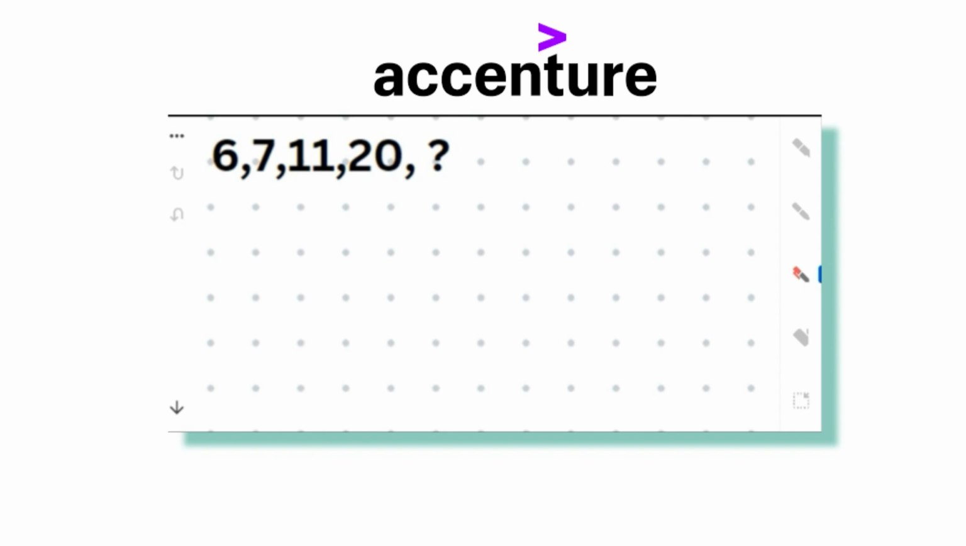So let's see what pattern this follows. So 6, 7, 11, 20, right? Here the prime pattern is not followed because 6 is not a prime number. Okay, and let's check the difference. 6 and 7, the difference is 1. 7 and 11, the difference is 4. 11 and 20, the difference is 9, and we don't know yet what the next difference is.